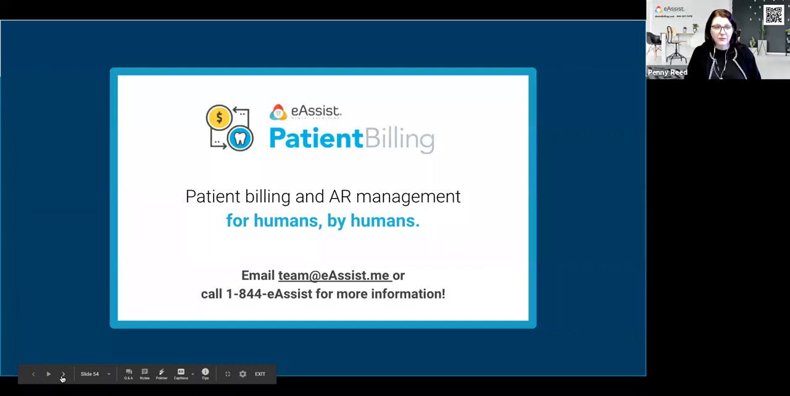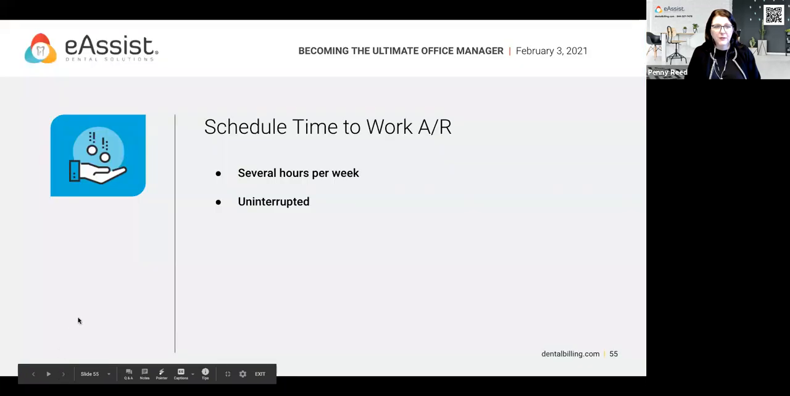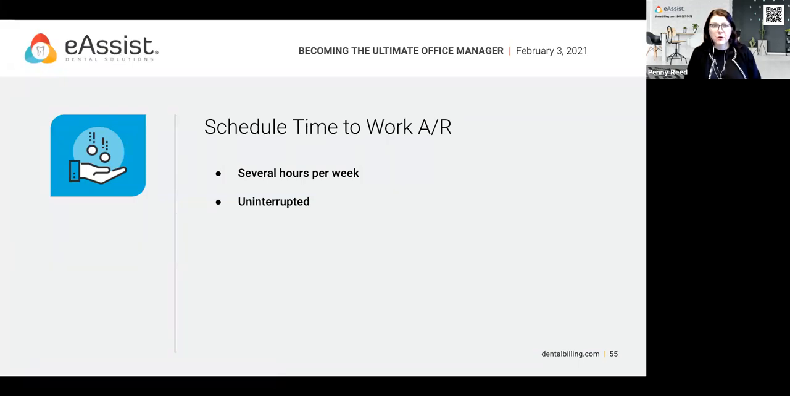So again, I want you guys to be sure to inquire about patient billing if you have any questions. Then the other tip is to schedule time to work your accounts receivable. Stephen Covey talks about the four quadrants. You've got things that are important but not urgent, things that are important and urgent, things that are urgent but not important, and then things that are neither urgent nor important.